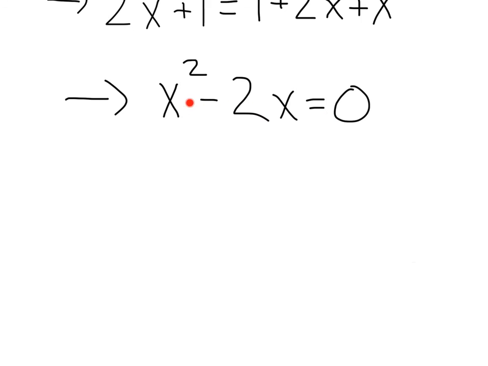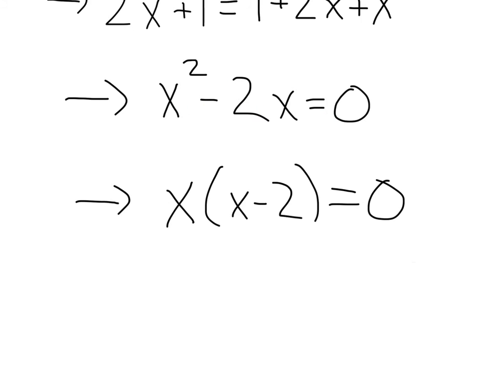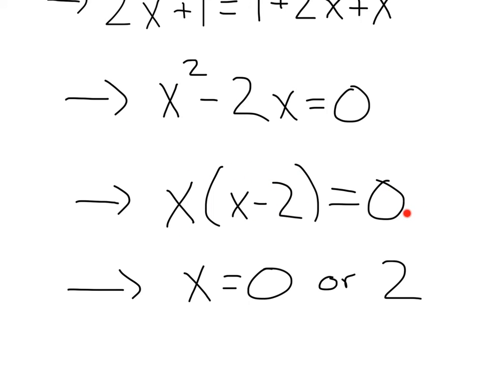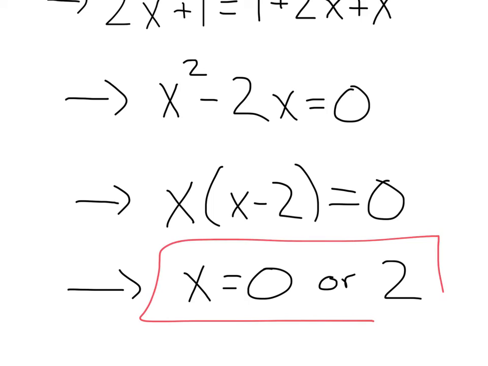You might notice this is a quadratic equation. Let's see if we can factor, and we absolutely can. We can take out an x times x minus 2, and solving x equals 0 and x minus 2 equals 0, we get x equals 0 or 2. And if we plug each of those back into our original equation, check them out, make sure they're good, they absolutely are, and these are going to be our answers.